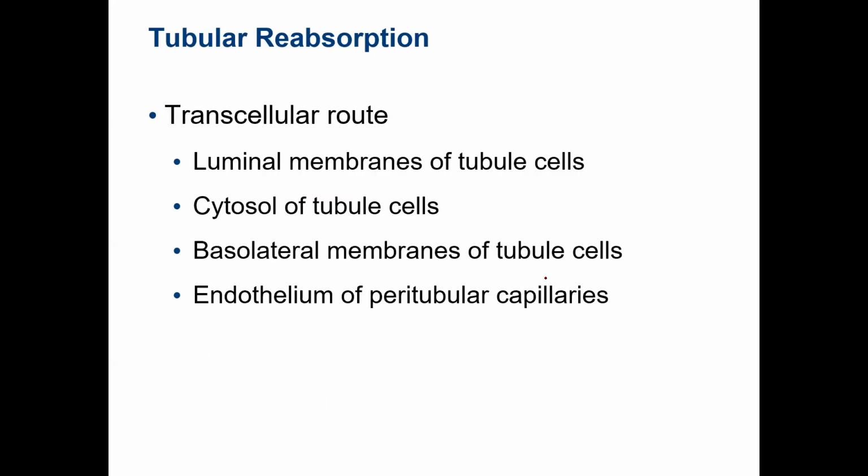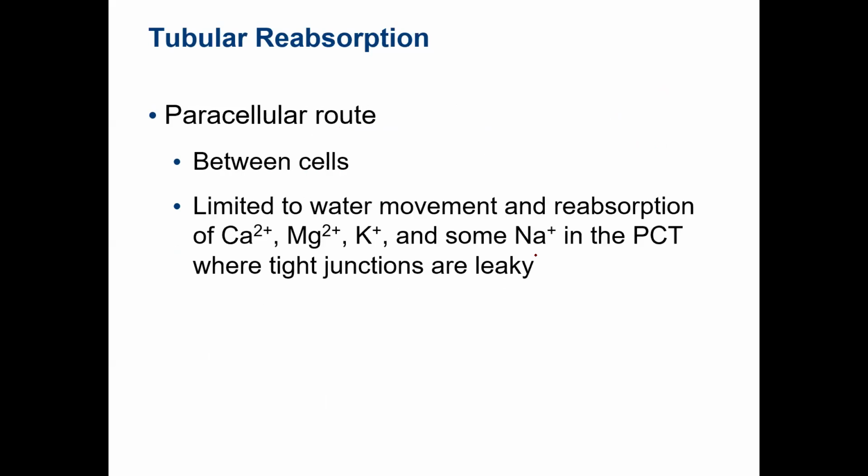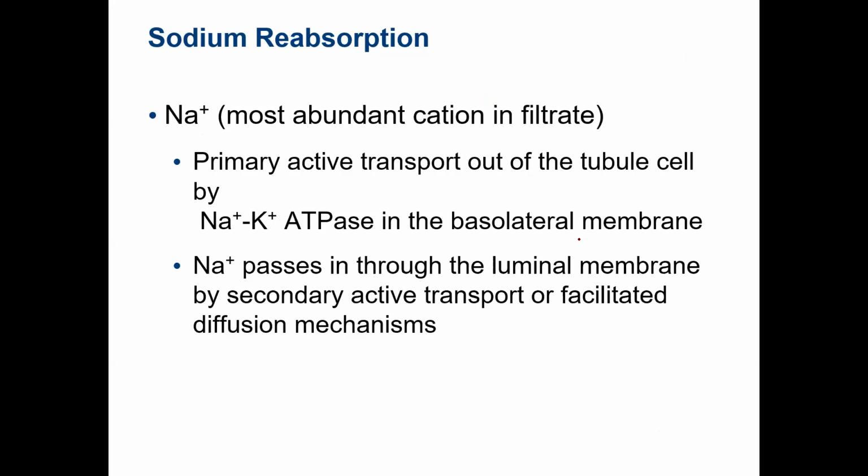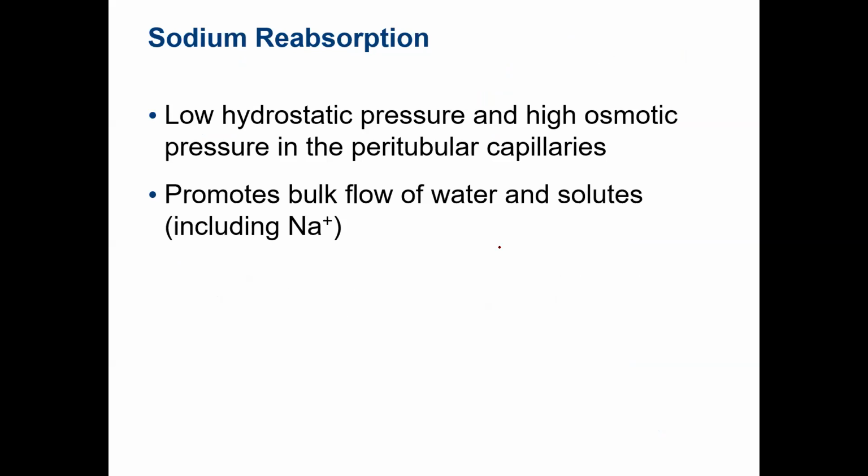We can go through a cell, we can go around the cell. Going around the cell is really limited to ions. Everything else has to go through a cell. But here we see transcellular going through a cell, and then paracellular. Notice that there's both passive and active transport. We're going to reabsorb sodium, usually through primary active transport, and it's going to drive the transport of other things. Very easy to reabsorb sodium.